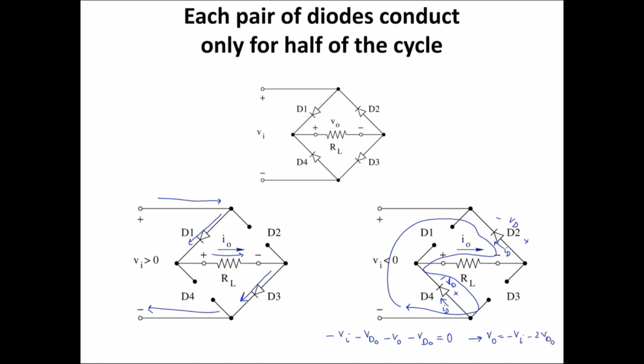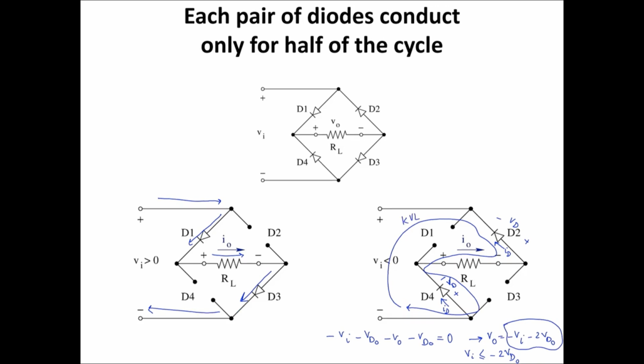So I know that Vi has a negative value for D2 and D4 to be on. Vi has a negative value, and this negative value is more negative than negative 2 times VD0. So I already know that Vi is less than or equal to negative 2 times VD0. As a result, this quantity is going to have a positive value.